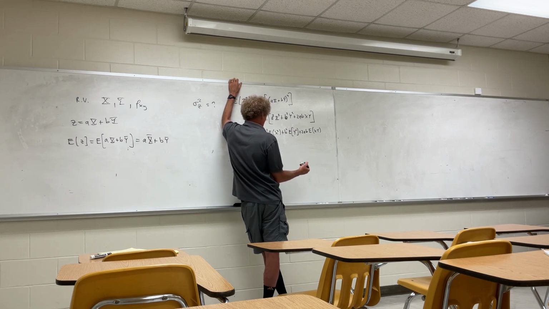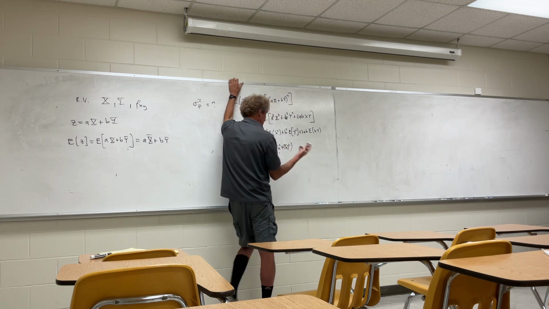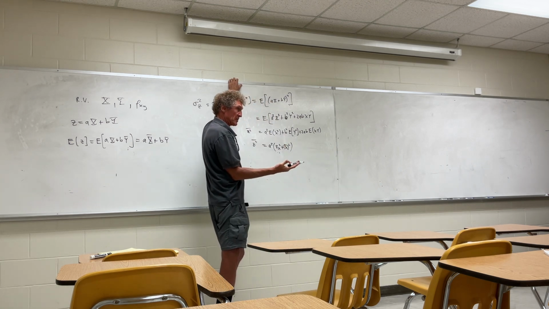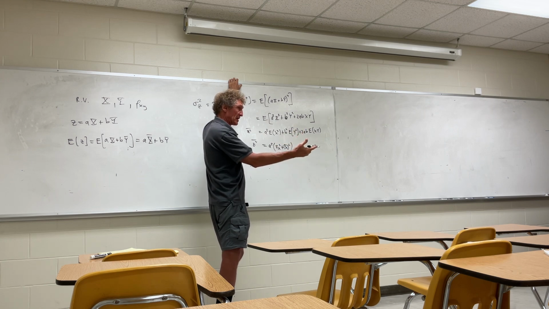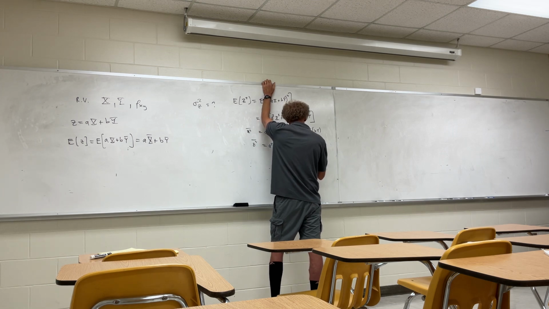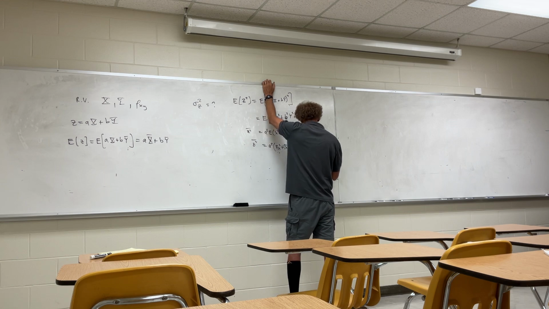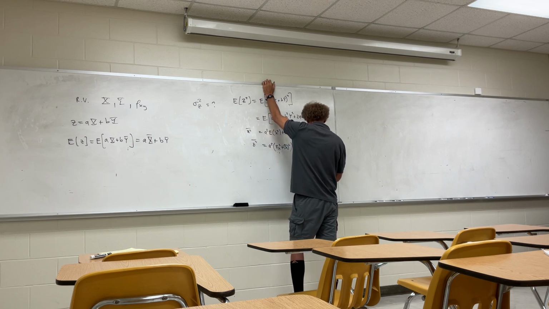x squared bar, that's really sigma x squared plus x bar squared here. Can you see that by taking the expected value of x squared, sigma x squared plus the mean value squared, right? Keep going on this one. Plus b squared, and this would be sigma y squared, plus y bar squared.